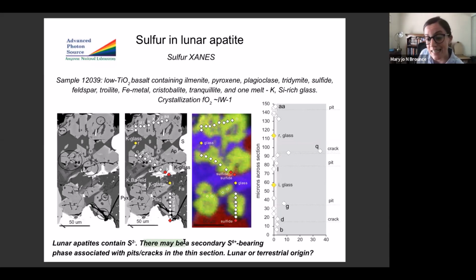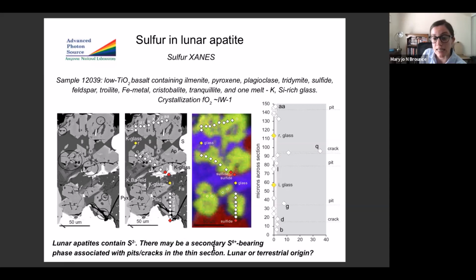We think it's a secondary sulfur 6+ bearing phase, so it's not sulfur 6+ dissolved in the apatite, and that it appears to be associated with pits and cracks in the thin section. And now the question to answer is whether that has lunar or terrestrial origin.